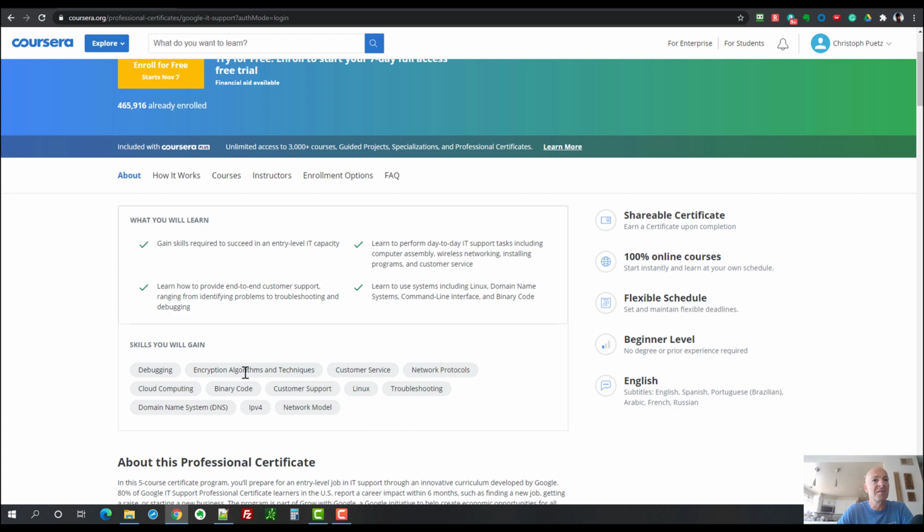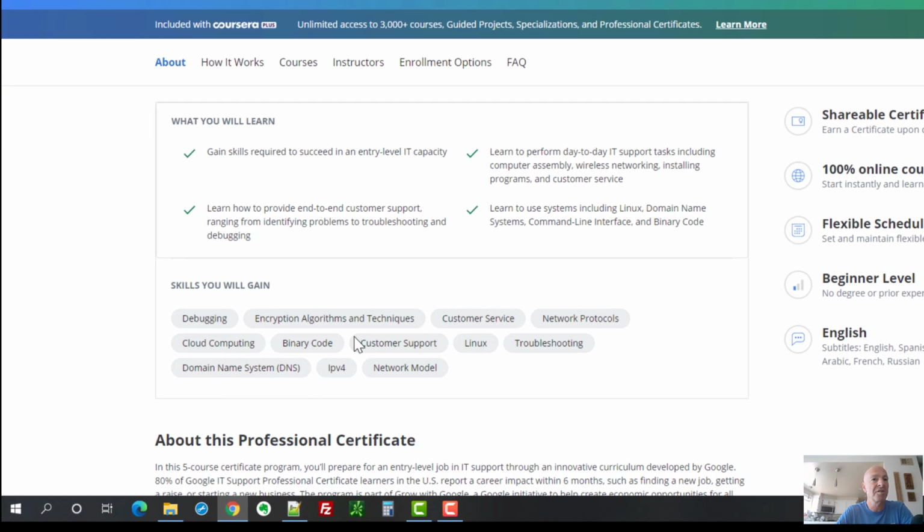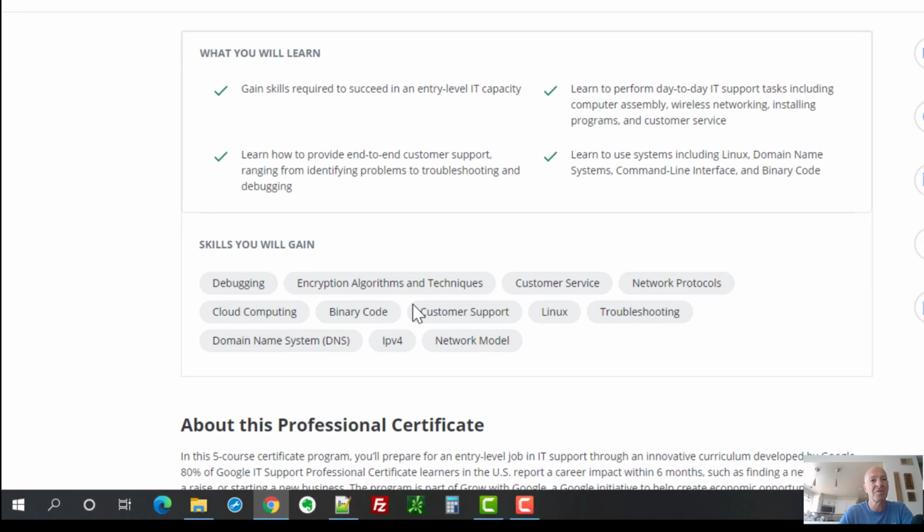So down here, it's a small tagline, the skills that you will learn. You will learn about debugging, and that has to do with coding. You will learn about encryption, specifically algorithms and techniques. You will learn about customer service, networking protocols.